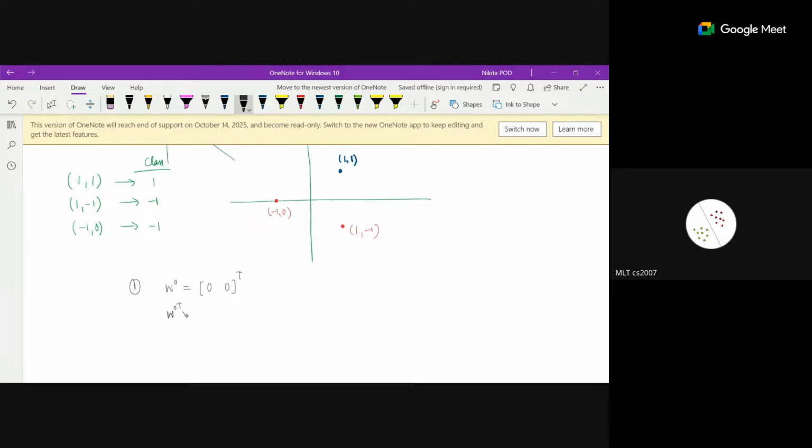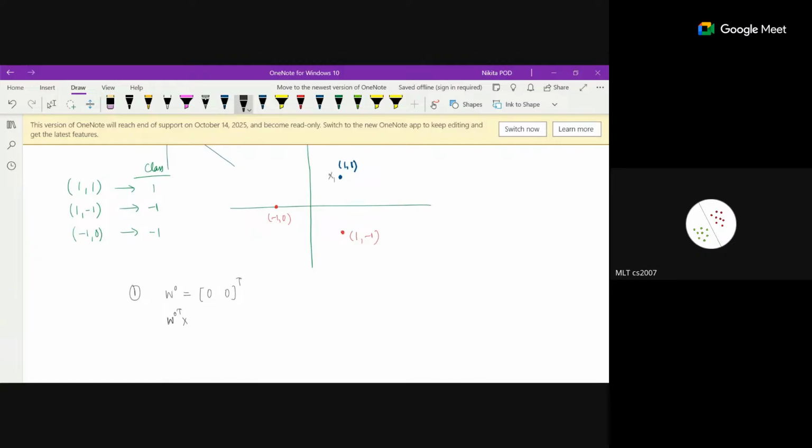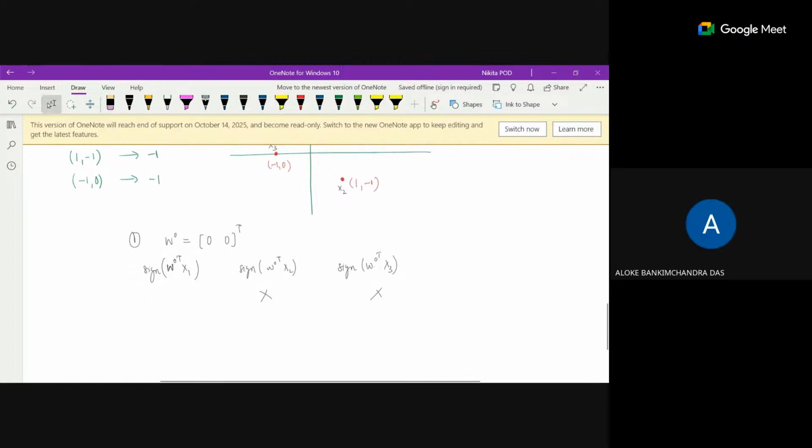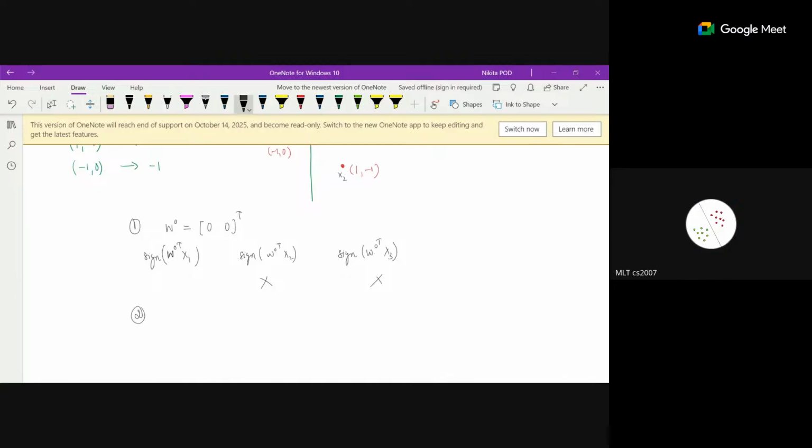So W naught transpose, let's call it x1, x2, x3. W naught transpose x1, the sign is okay. W naught transpose x2, the sign will change, and we'll update that with -1 plus 1. This will change to -1 plus 1.